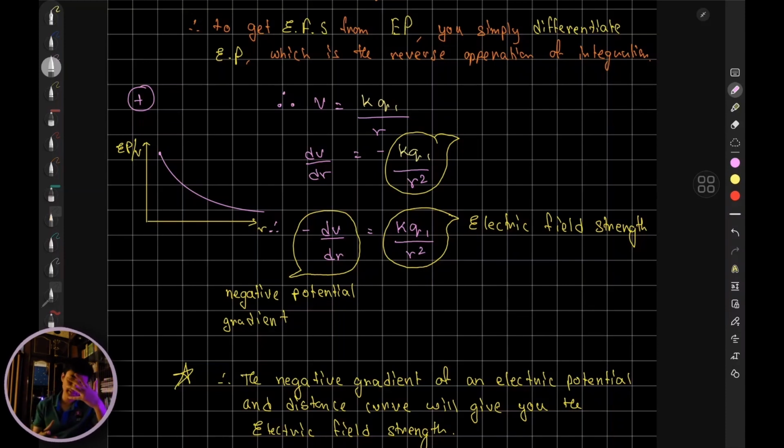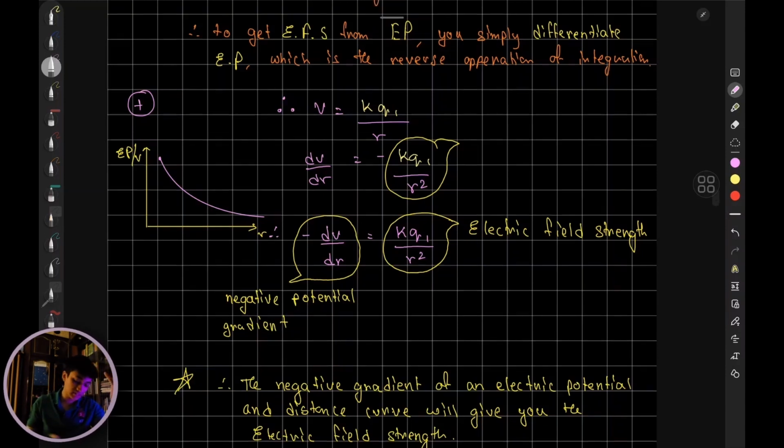Okay, so coming back to this curve, very simply, near the charge, the electric potential is maximum, of course, because it's near the charge. As you move away from the charge, its field strength decreases, so its electric potential decreases as well. Now again, we have drawn the potential by distance curve.